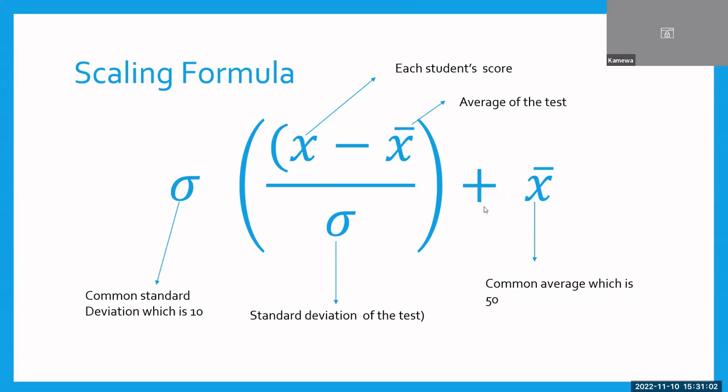So you have the common standard deviation, for example 10, multiplied by the student score take away the average of the test, divided by the standard deviation of the test, plus 50. So that is quite easy, as long as you know what each scientific symbol stands for.